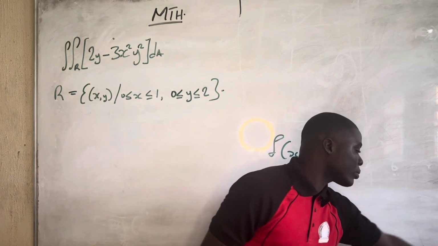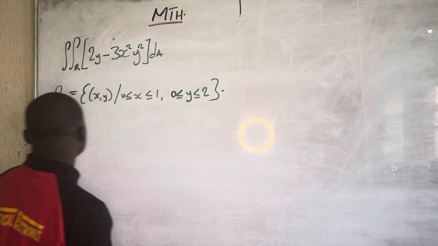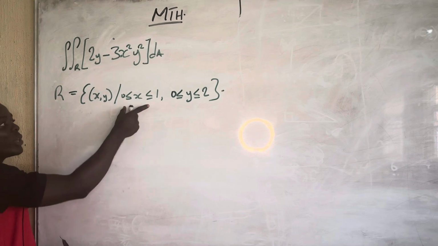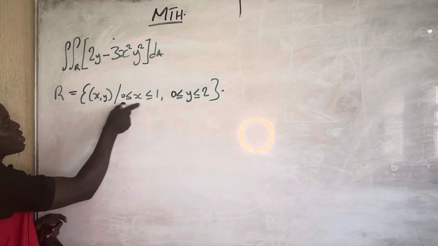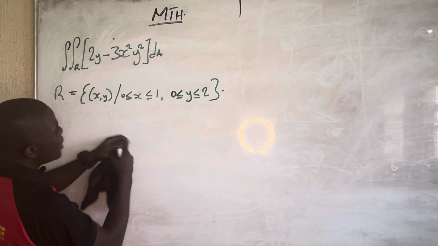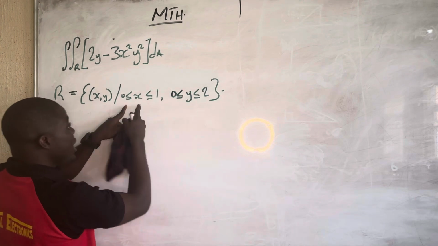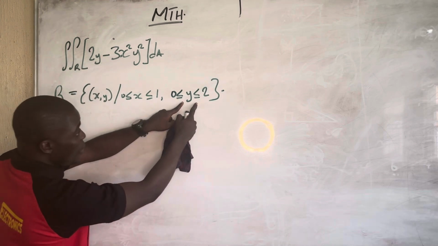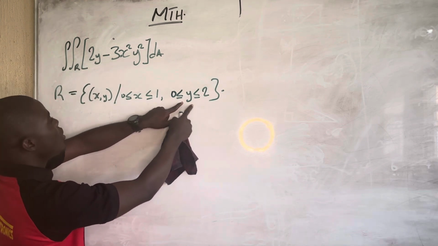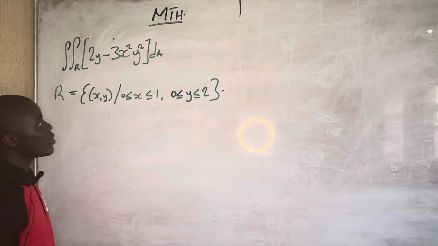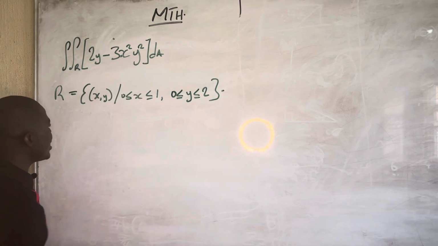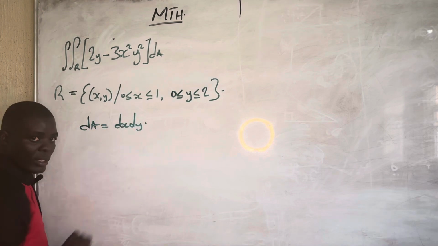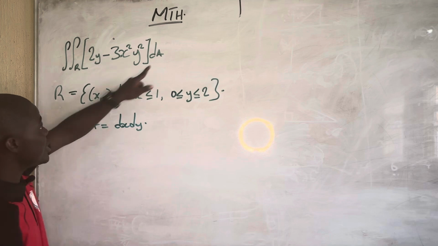So let's continue. We have been given a range for x and y. The first range, for the x axis, ranges from 0 to 1, and for the y axis, the range goes from 0 to 2. So let's solve. Our dA, please don't be confused, is represented as dx dy.